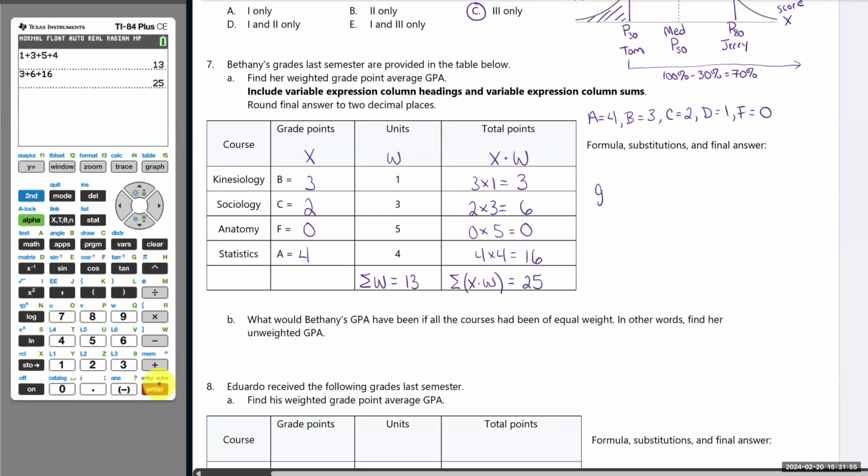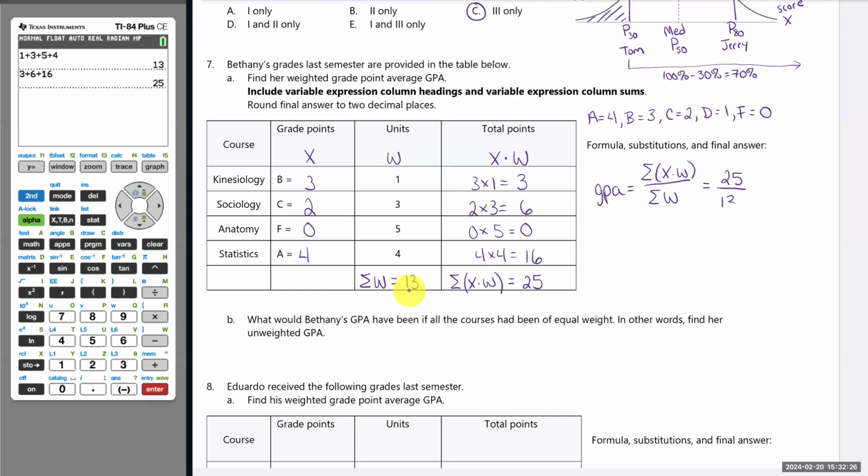So in order to find a GPA, the weighted mean, I'm going to write the formula here: GPA equals, for a weighted mean, you take the sum of the X times W values, and you divide it by the sum of the weights. So the table has it all organized for us. When we added each of the XW values, we got 25. So that's total points. And we divided it by the sum of the weights, 13. So we're essentially taking all of her points and spreading it equally among her 13 units. And we're going to round to 2 decimal places.